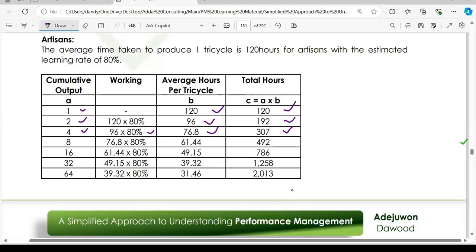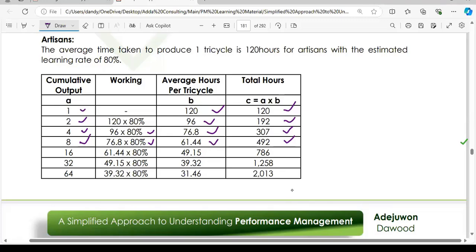The next, I can double 4 to 8. If I double 4 to 8, then the average time must fall by 20%. That means I need to apply 80%. Therefore, 76.8 multiplied by 80% will give us 61.44. 61.44 multiplied by 8 will give us 492. Don't forget, the examiner has told you that you should round your number to 2 decimal places. You have to follow the specification instruction.